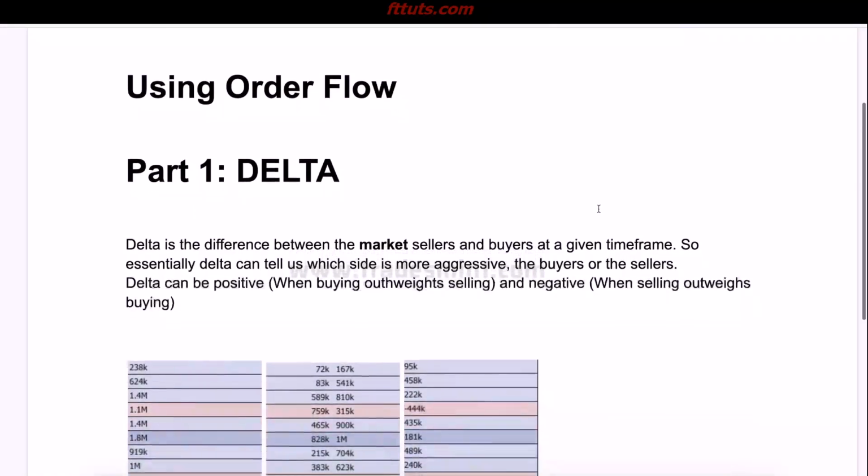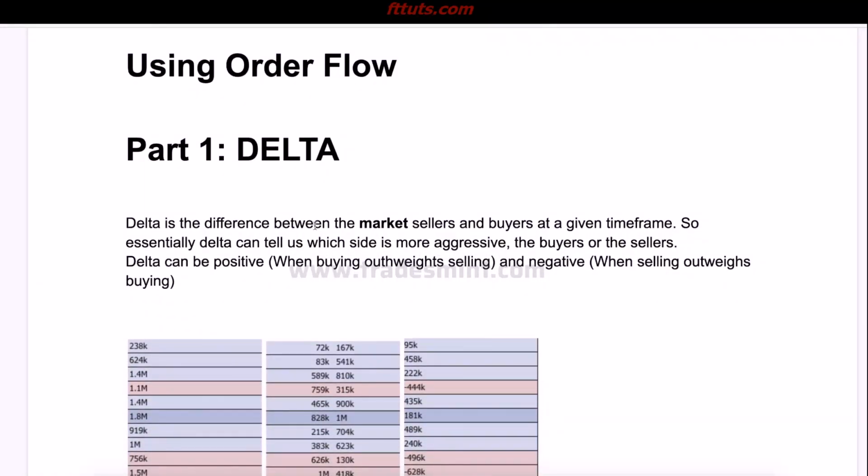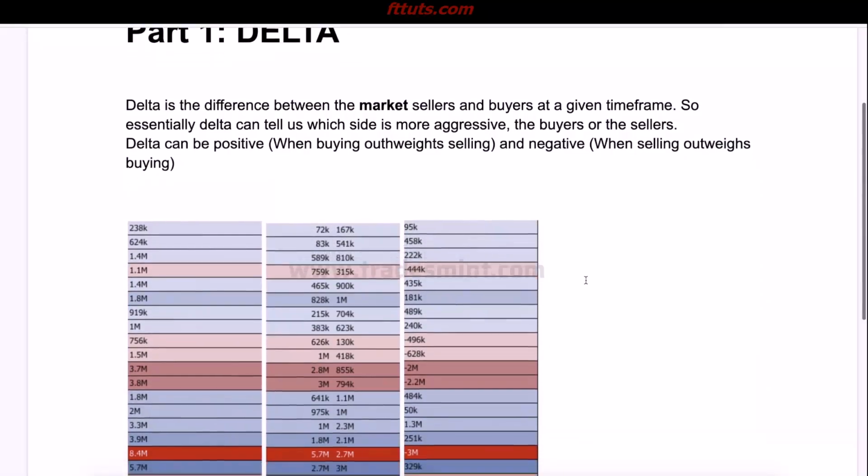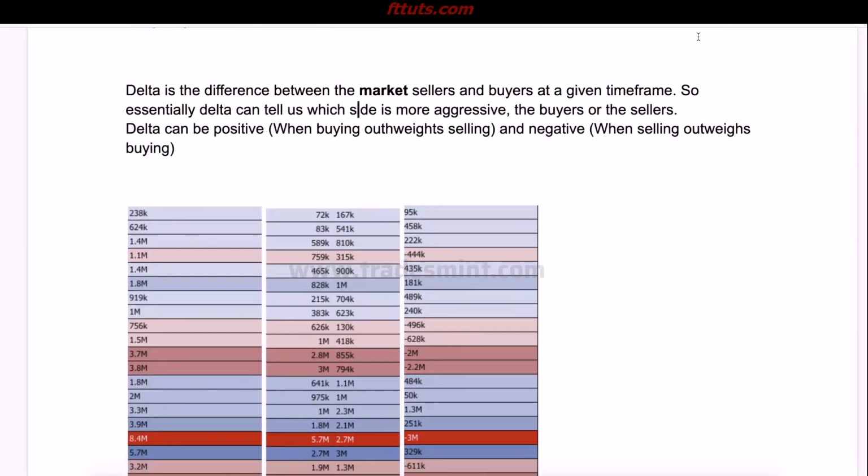So what is delta? We've already gone over this, but delta is the difference between the market sellers and the market buyers at a given time frame, okay? So what we're doing is buys minus sells, that equals our delta. Essentially, delta can tell us which side is more aggressive, the buyers or the sellers. Delta can be positive when buying outweighs the selling, and delta can be negative when selling outweighs the buying.